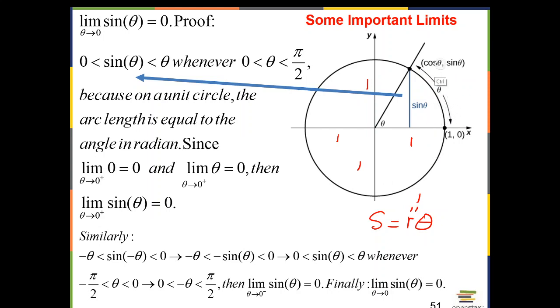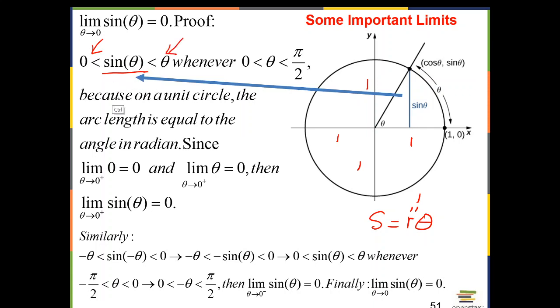So the arc length is theta, and here is sine theta. Isn't that the sine theta? Yes, that length is sine theta. So notice that sine theta is stuck between 0 and theta. If the angle is 0, then sine theta goes down to 0. If you increase the angle, it gets bigger and bigger, so the arc length gets bigger. So sine theta is stuck between these two functions, 0 and theta.